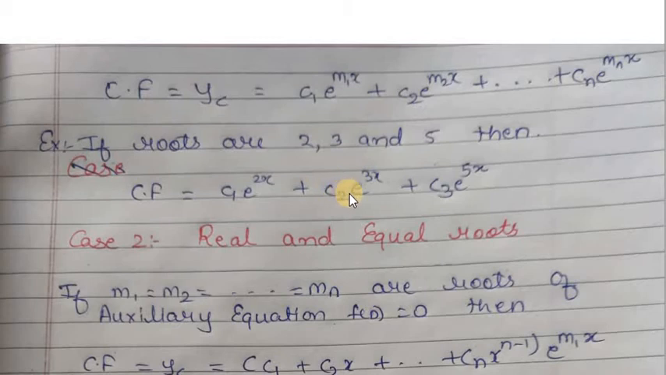Here the value of a is 1. So according to this formula, we will have two factors: one is D - 1 and the other is D + 1. Now we have to equate these two factors to 0. So we have D = 1 and D = -1. Okay. So according to case number 1, its CF will be c1 e^(1x) + c2 e^(-1x).